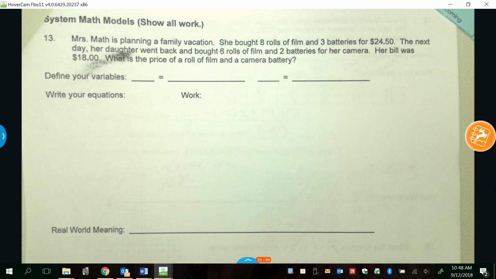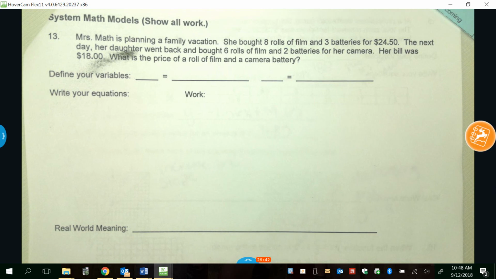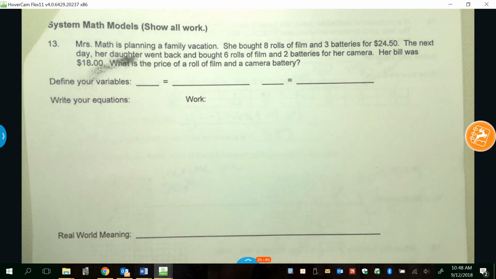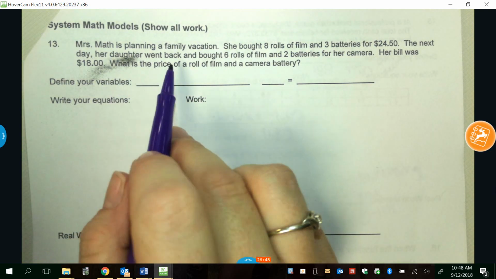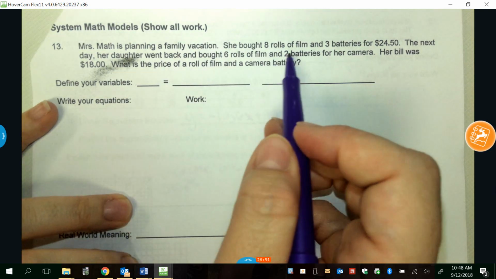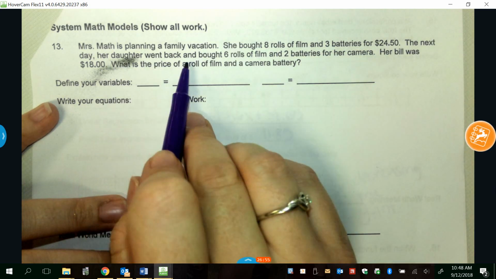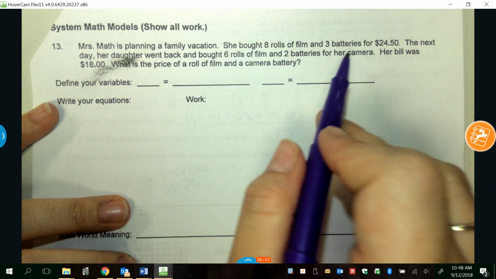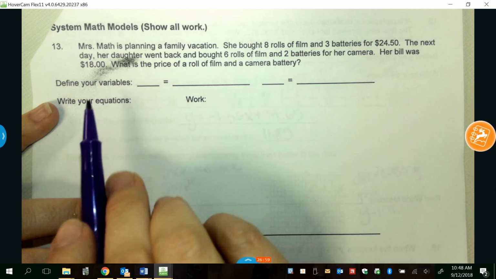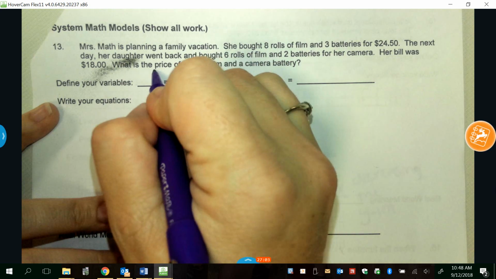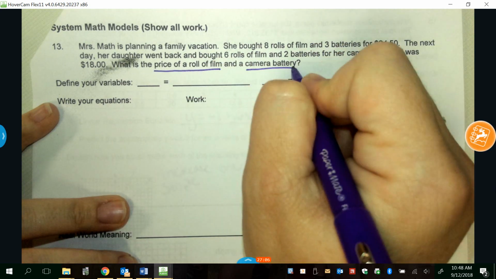Okay, let's look at number 13. This is where I feel like a lot of y'all are struggling. But don't make these hard, okay? So Miss Math is planning a family vacation. She bought 8 rolls of film and 3 batteries for $24.50. The next day, her daughter went back and bought 6 rolls of film and 2 batteries for her camera, and her bill was $18. What is the price of a roll of film? So that's what we're looking for, the price of a roll of film and the price of a camera battery.